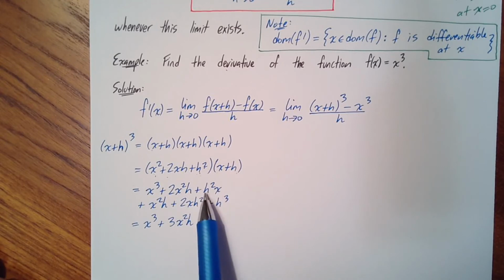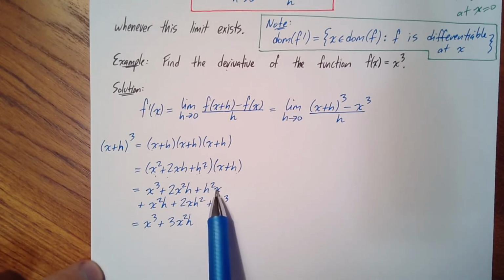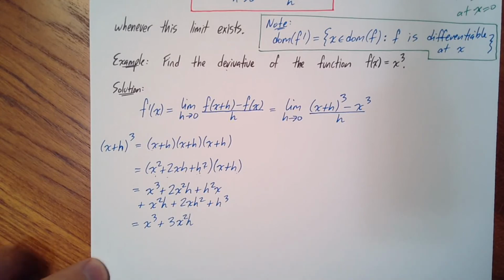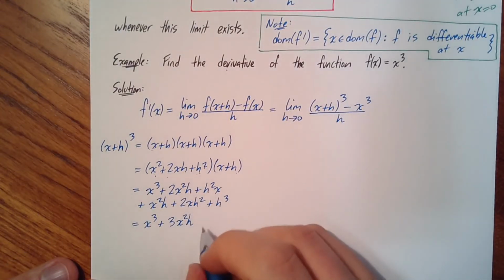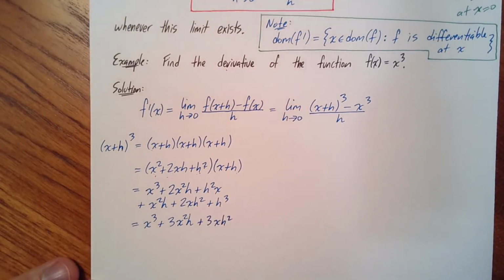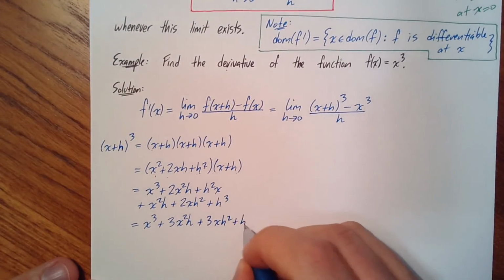If I wrote the x, in fact, I probably should have written this as x h squared, but it's still fine as h squared x. But notice that these can actually be combined, because they both have one factor of x, and they both have two factors of h, so one factor of h squared. So I can write that as 3x h squared, and then I have plus h cubed afterwards.